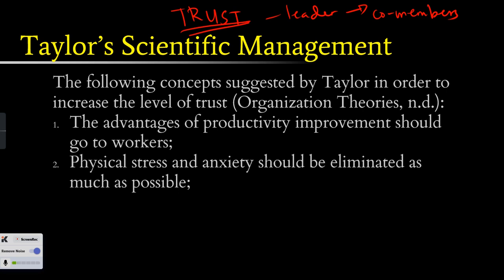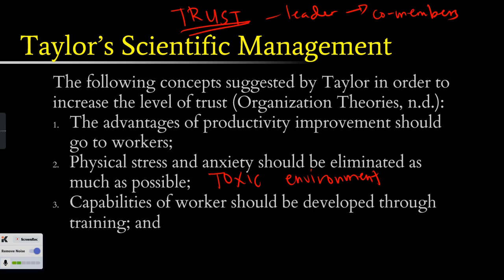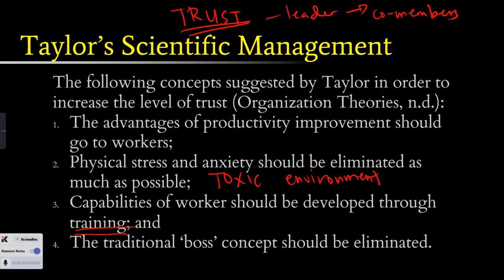Next one, physical stress and anxiety should be eliminated as much as possible. So, we are already aware of a toxic environment, right? So, if there is a toxic environment in an organization, maybe the worker will get stressed, he or she will get anxious, and all. Next one, capabilities of workers should be developed through training. Again, training is very important. Like for example, we teachers, we are attending a lot of seminars, workshops, and trainings for us to develop our teaching skills and strategies. Next one, the traditional boss concept should be eliminated.